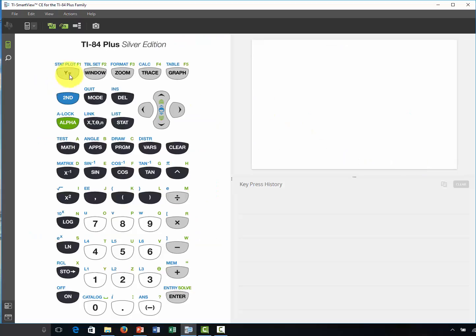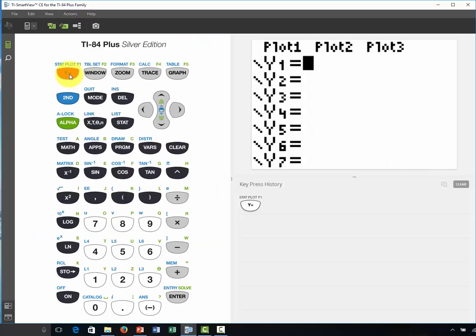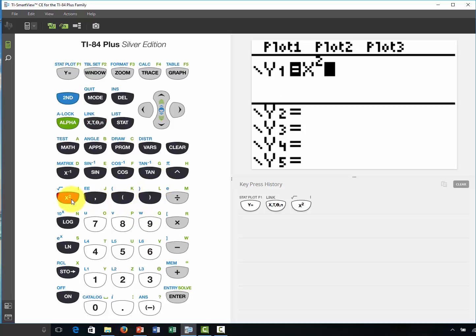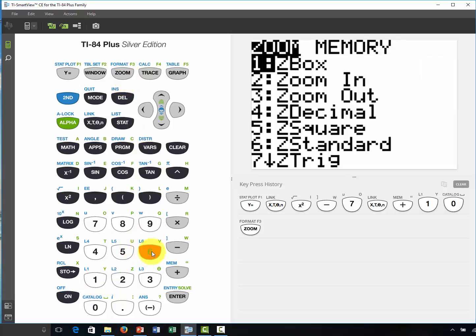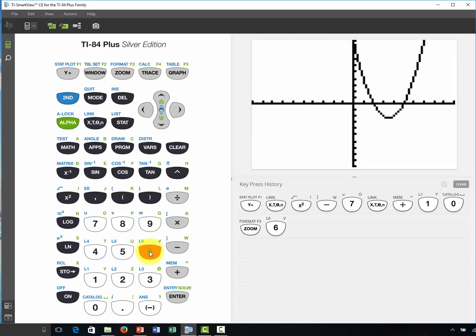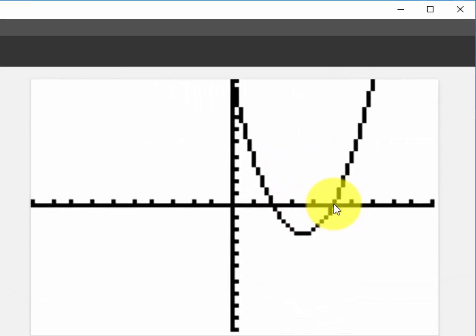Our first step is to go to the y equals and type in our function x squared minus 7x plus 10. I'm going to hit zoom, number 6 for zoom standard, and we have our graph. We can see that for this example there's two x-intercepts. This looks like x is 2, and x is 5.